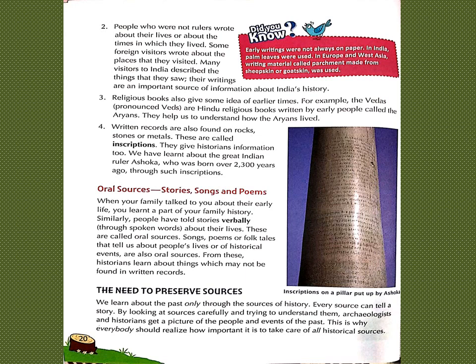Written records are also found on rocks, stones, or metals. These are called inscriptions. Very important. Okay, all of you underline inscriptions. Written records which are found on rocks, stones, or metals are called inscriptions. They give historians information too.